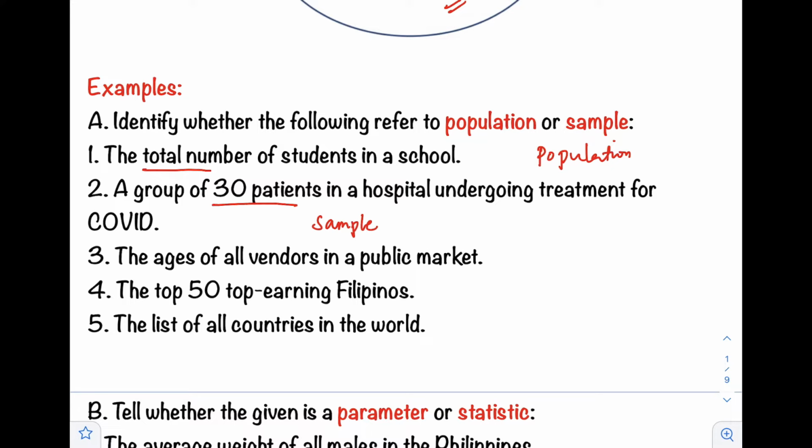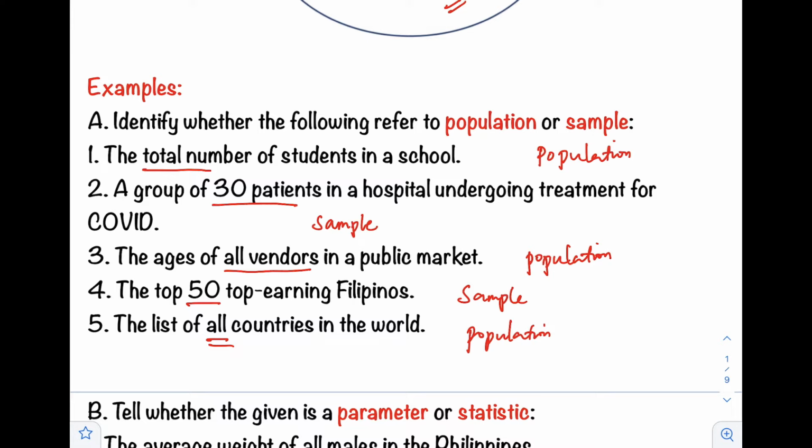Number three, the ages of all vendors in a public market. Again, totality. So, this is a population. Number four, the top 50 earning Filipinos. It is an example of a sample. Then, number five, the list of all countries in the world. This is a population. Got it, guys, what the difference is between sample and population?